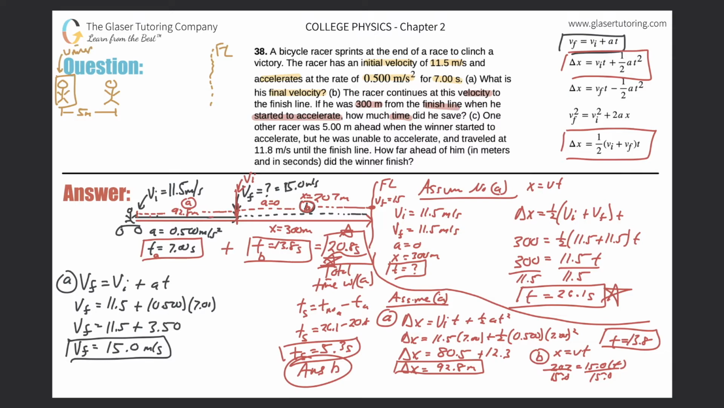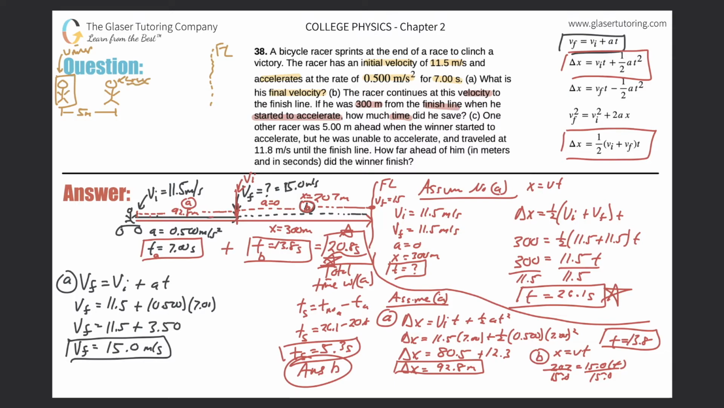And we just calculated everything we needed to know, okay? Meaning his acceleration, how much time he saved, and the total time it would have taken him to get from the point where he is to the finish line, etc. Now it says the other racer, though, was 5 meters ahead, so this is the loser, right? Poor guy. And so he's 5 meters ahead when the winner started to accelerate. But I'm going to assume the loser was unable to accelerate.